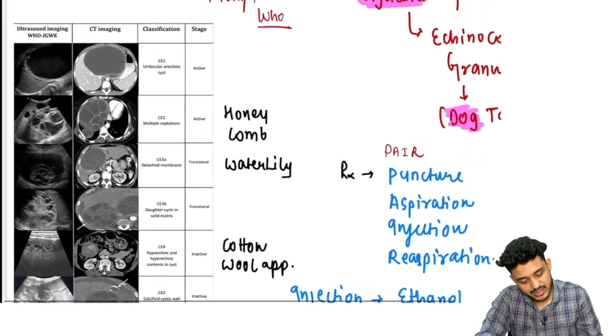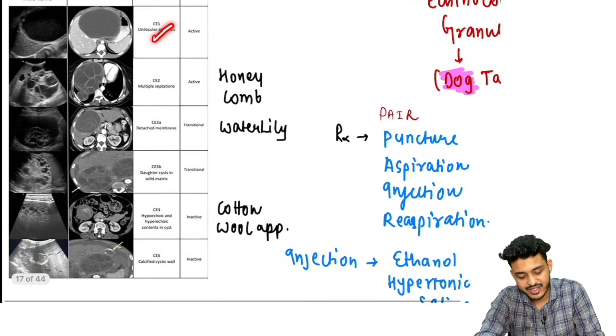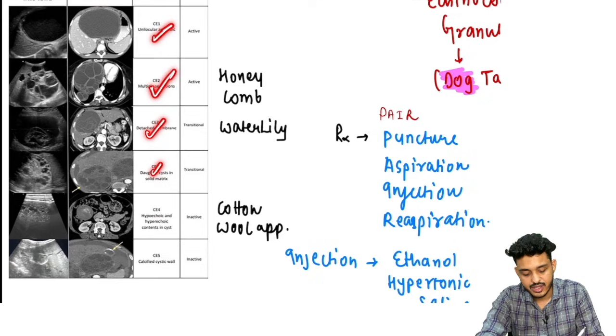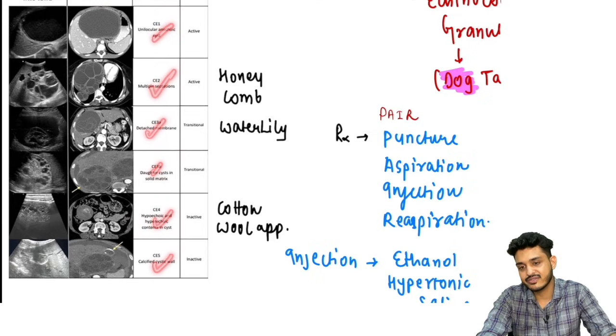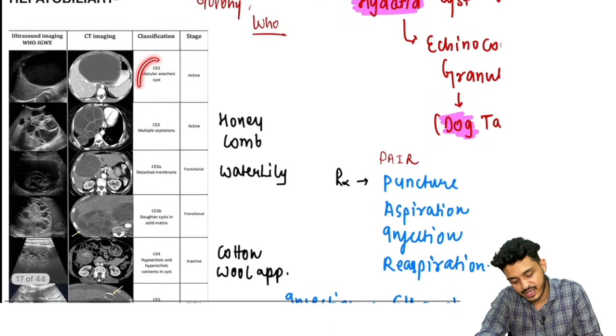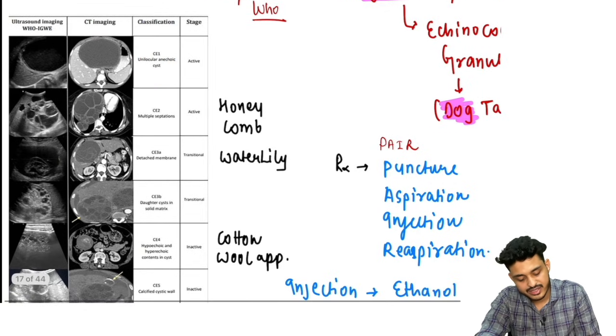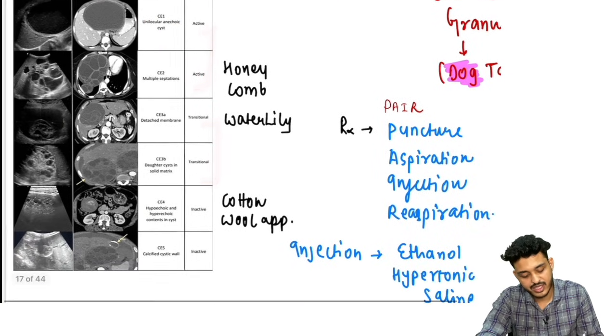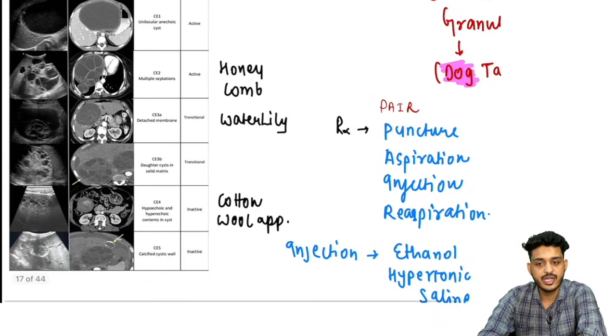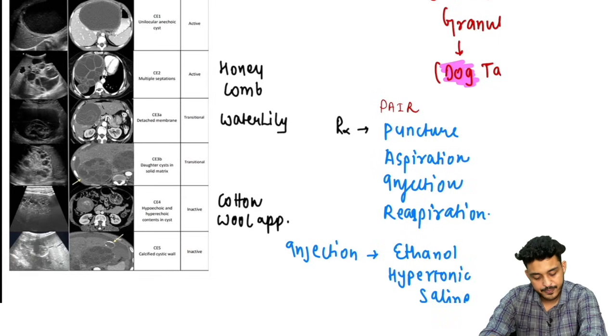What kind of appearance will you be having? This classification will have C1, C2, C3A, C3B, C4 and C5. This is the classification that we are having. Remember, these two are going to be active, these two are going to be transitional, and these two are going to be inactive forms.